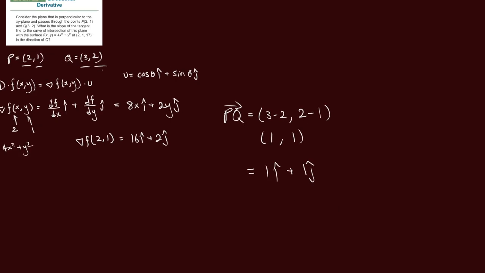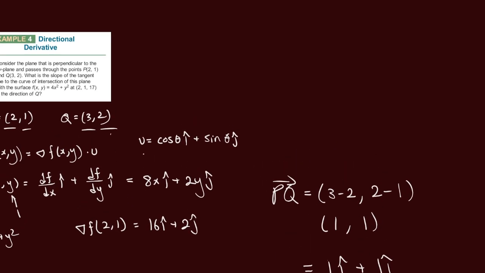Now, let's take the tan of y over x. So it'll just be 1 over 1. And guess what that should give you? That should give you pi over 4. So that's the angle we're going to be using. So for this, u is equal to cos pi over 4 i plus sine pi over 4 j. Okay? So u will be equal to 1 over square root of 2 i plus 1 over square root of 2 j.